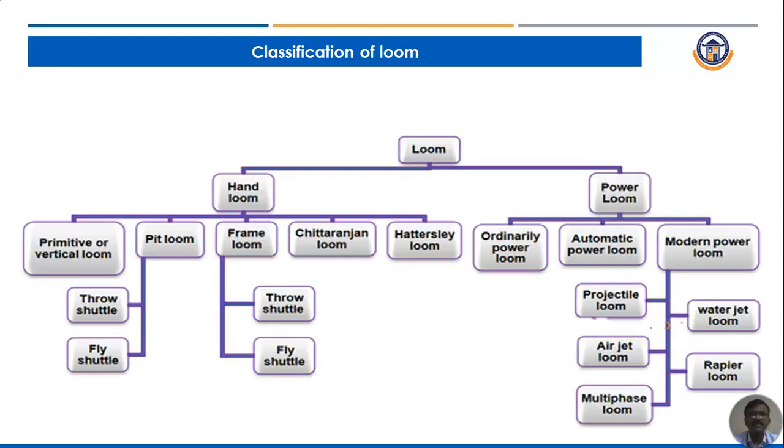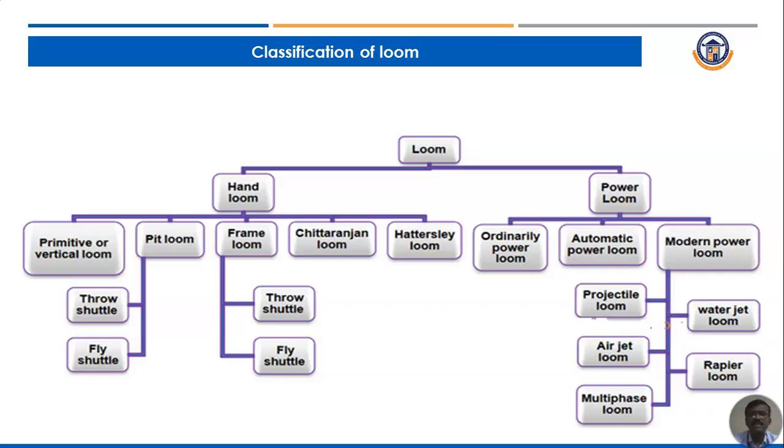Next, looms are classified mainly into two categories: hand loom and power loom. The hand loom is further classified into five categories. One is the vertical loom, next the pit loom and frame loom. The pit loom and frame loom are again sub-classified into two types: throw shuttle and fly shuttle. The next types are the Chitranjan loom and the Hattersley loom. These are the five different types of hand looms which are used globally.